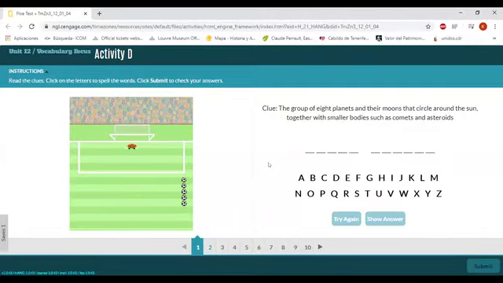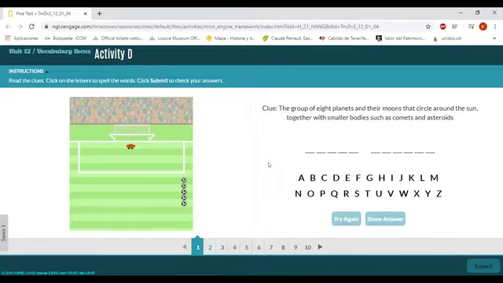Okay. So now, guys, we're gonna play a little game with the vocabulary, what we see in this unit 12. That is basically about the planets and the solar system and that kind of stuff. So in the first one, we have the clue that says that is the group of 8 planets and their moons that circle around the sun together with the smaller bodies, such as asteroids. So what do you think is the answer?